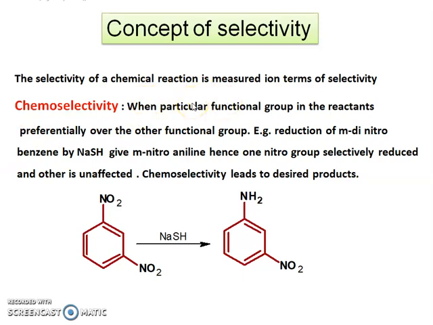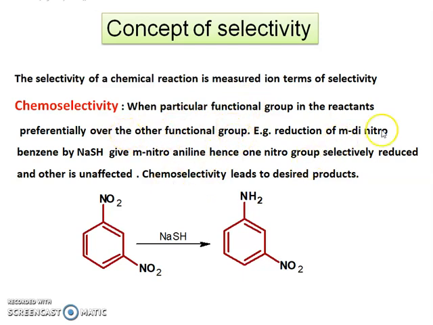Chemoselectivity exhibits that only particular functional groups react in preference over the other functional group in the reactant. Such a type of reaction is called chemoselectivity. If the reactant has two functional groups, and one of the functional groups preferably reacts, such a reaction is called a chemoselective reaction.